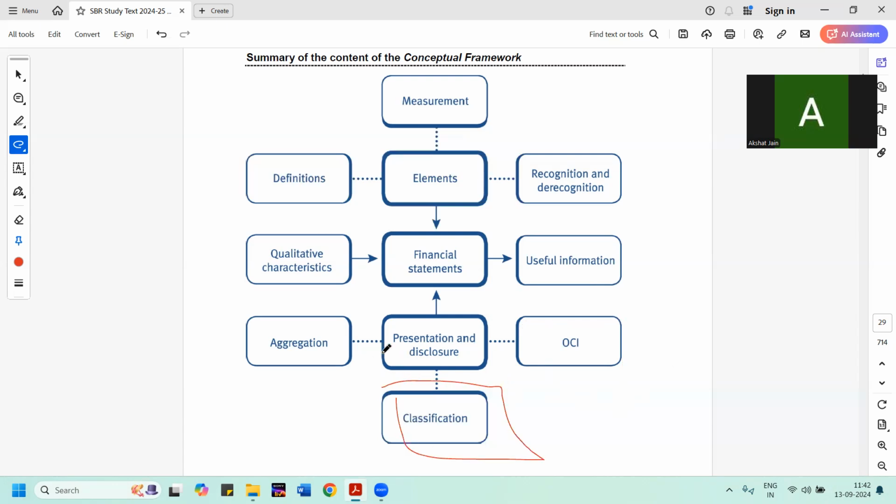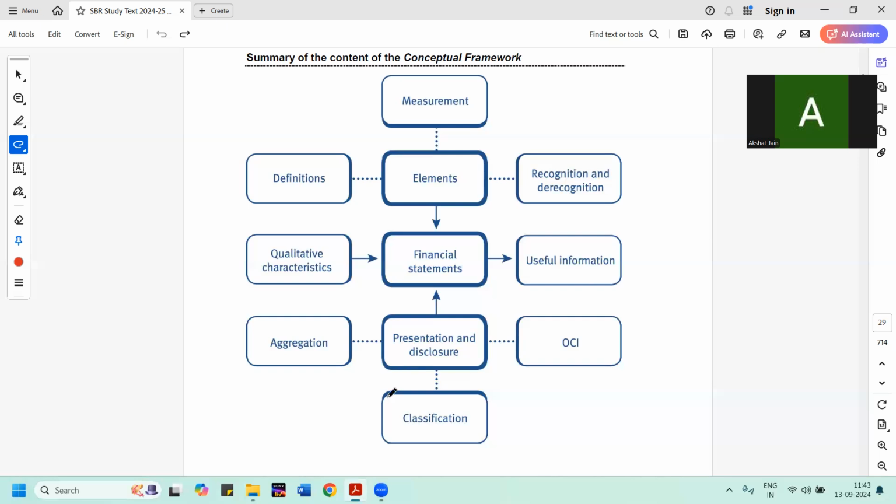Classification again. Now to present all information together, we have to aggregate that. But at the same time, while presenting to our stakeholders, it should be clear that the information is accurate, it is relevant, and at the same time it is easy to understand. Usually, classification is done for ease of understanding in terms of financial statements.